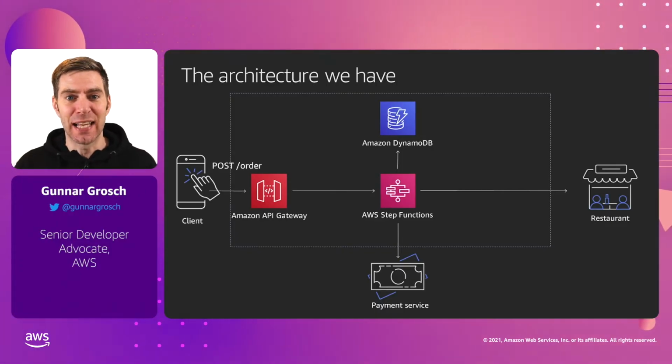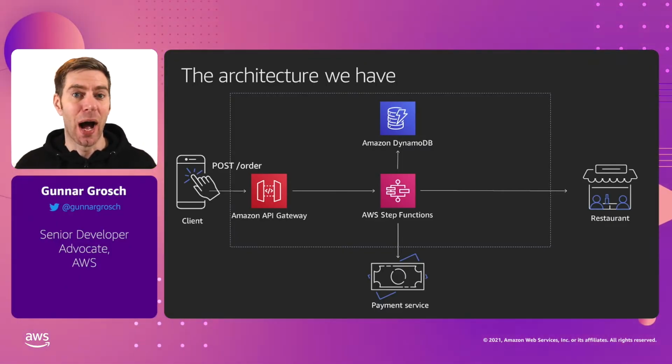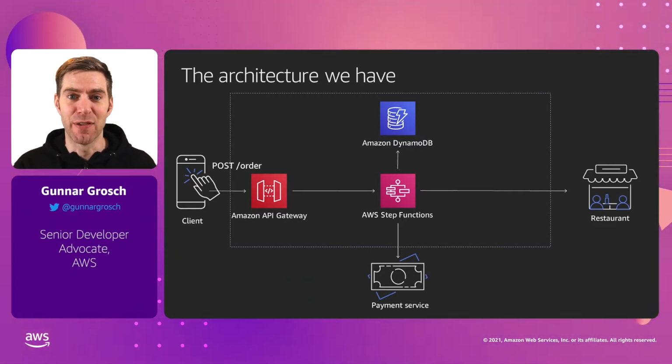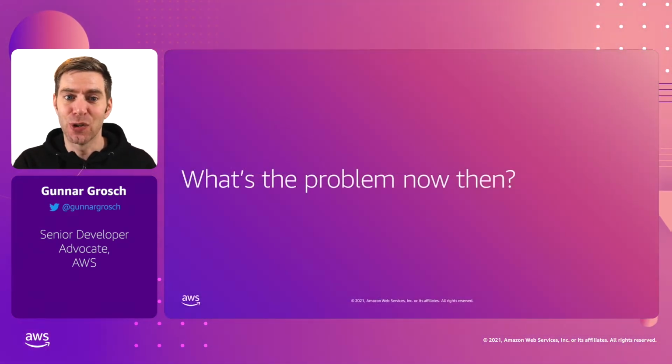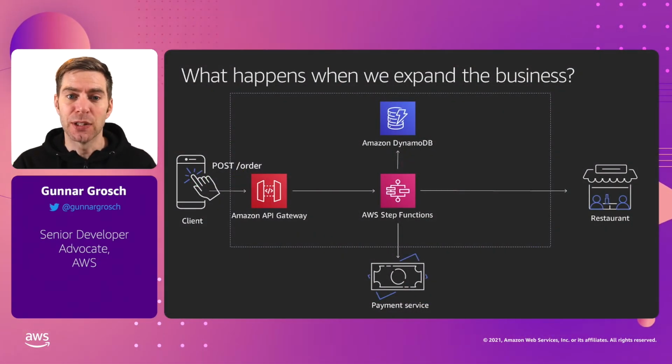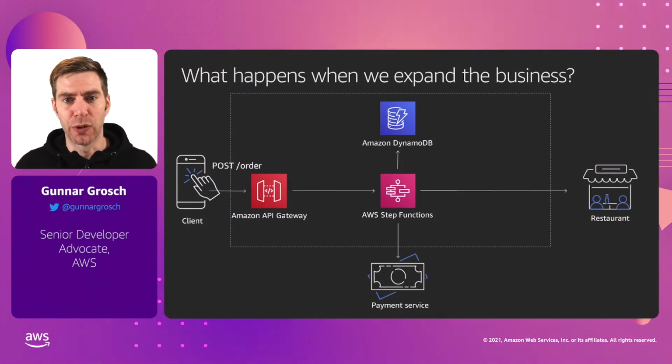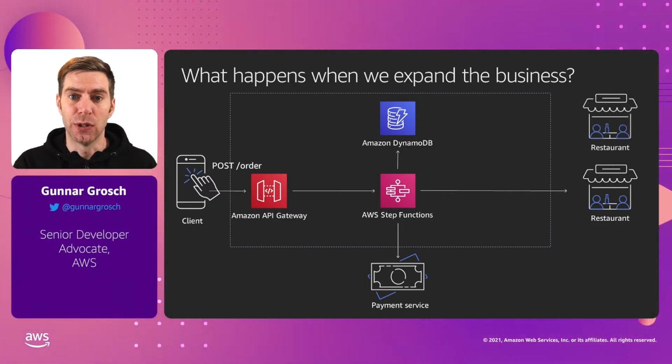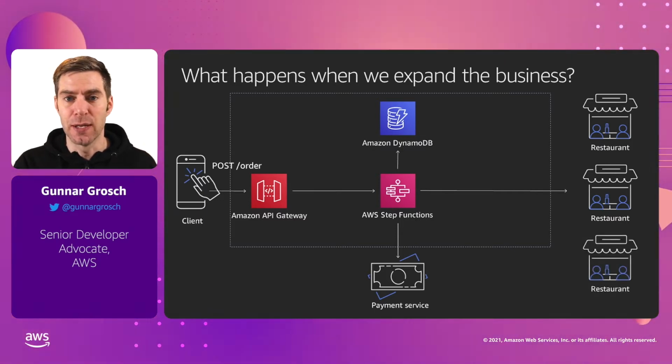So this is our architecture right now. Our customers are able to order food and get it delivered from our restaurants. So what's the problem now then? Well, the problem now is probably a good one because what happens when we want to expand the business? When we want to add restaurant number 2 to the mix? When we want to be able to order from restaurant number 3?